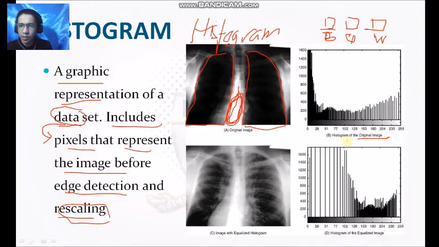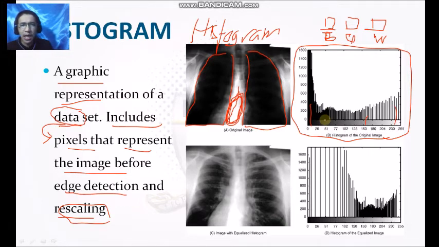So this is the histogram, basically a data representation. It's a graphic representation of the data set or the pixels. For example, how many of the pixels in the matrix have this density? How many of the pixels have this density? That's basically the histogram, the graphic representation of each pixel individually.